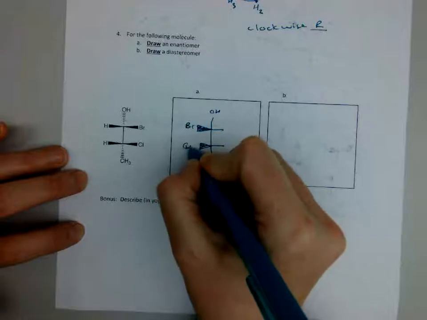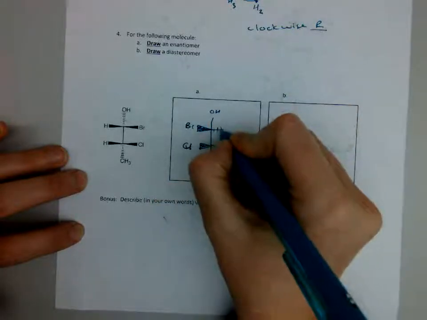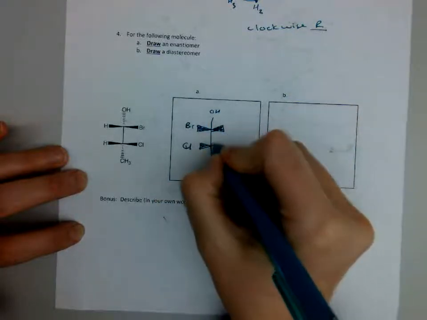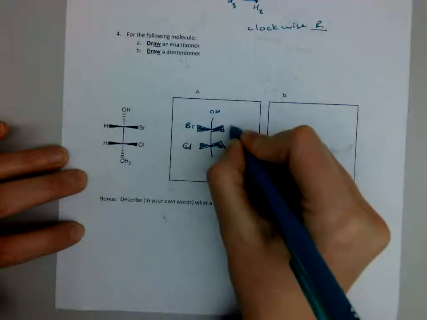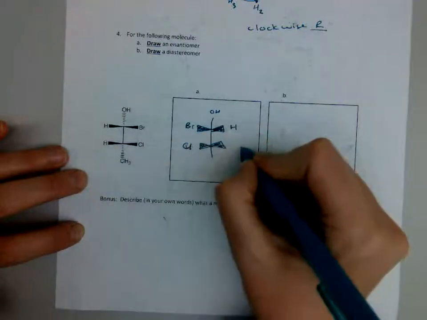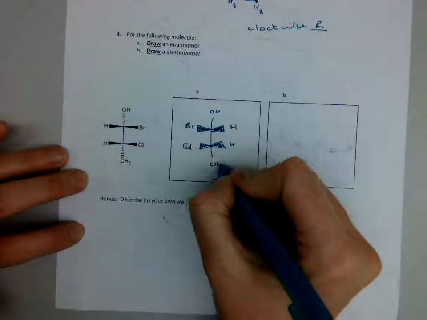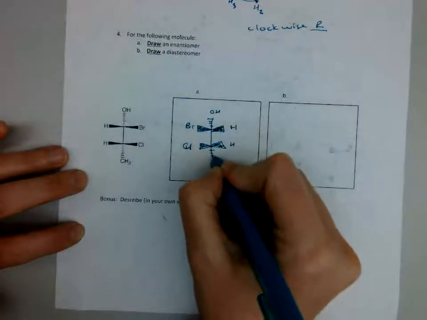Oh, that should be chlorine, not hydrogen. Sorry, I drew that wrong. And then hydrogen and CH3. So this is the mirror image.